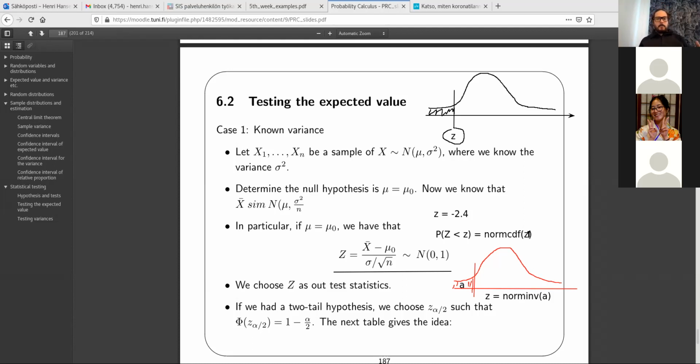So the CDF, be that Poisson, be that normal distribution, be that whatever, gives you this probability. If you need the probability of getting a value smaller than that, then you use the CDF. If you know the probability of a lower region, then you can get the value that is at the edge of that region using the norm inv, or the inv of whatever that is. It's the inverse of the cumulative distribution function. Does this answer your question?